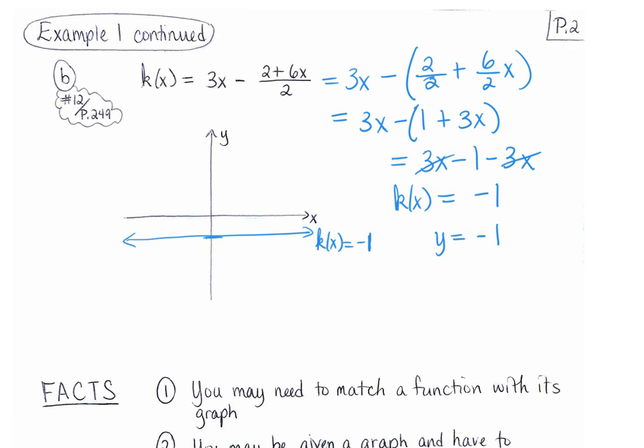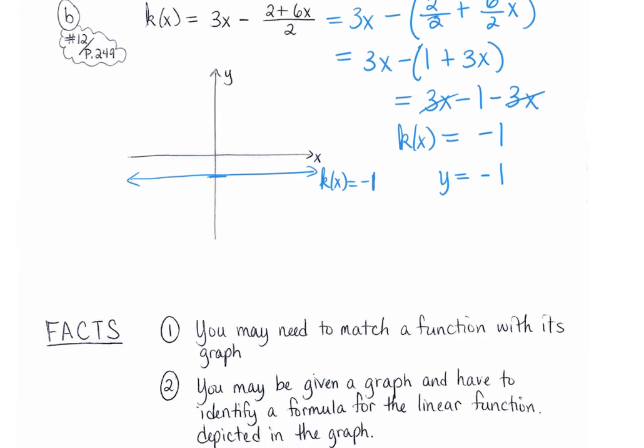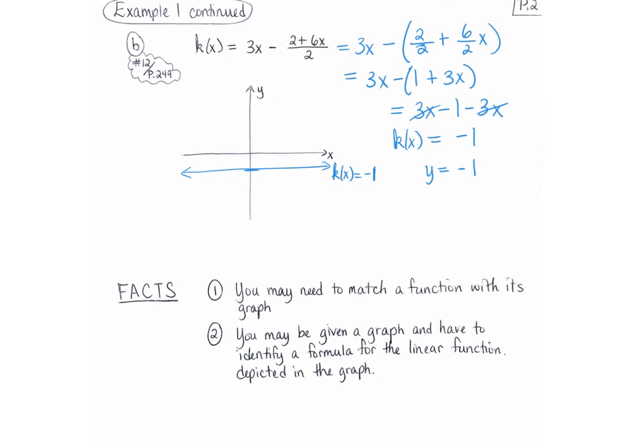So that's it. That's section 4.2. A few facts to note. You may need to match a function with its graph, so make sure you're able to identify your slope and your y-intercept. You may be given a graph and you have to identify a formula for the linear function that's depicted in the graph. So you may have to identify what equation matches the graph. So make sure you go through your homework for 4.2. Questions? Okay, that's 4.2.